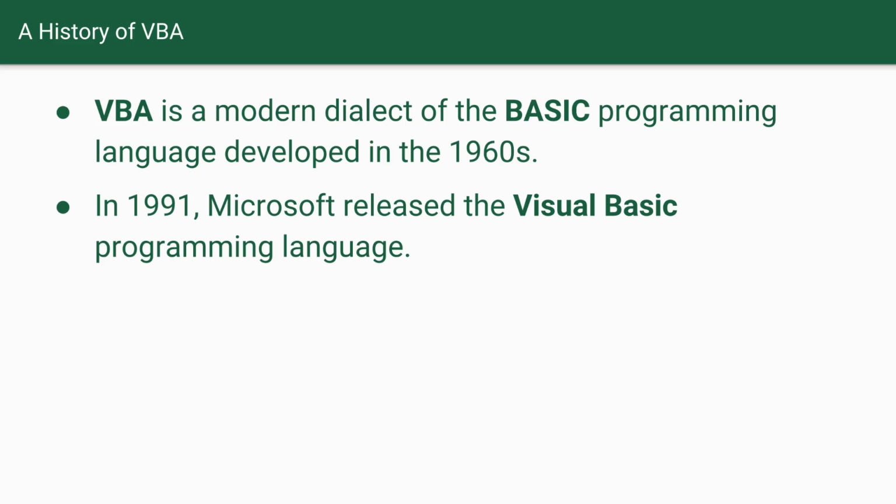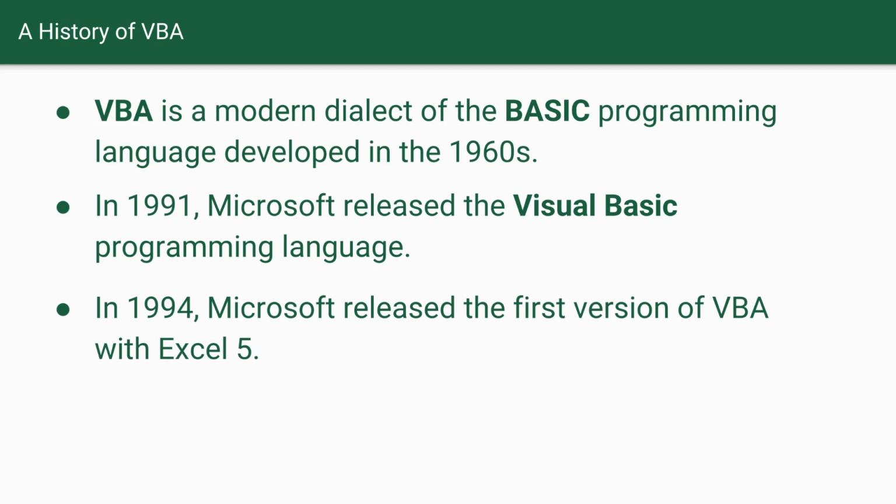In 1991, Microsoft released the Visual Basic programming language for Windows. That's also a completely separate language that's used to build standalone desktop applications on Windows. So the important thing that I want to emphasize here is that BASIC, Visual Basic, and Visual Basic for Applications are three completely different things.